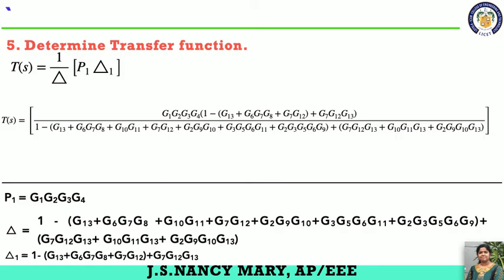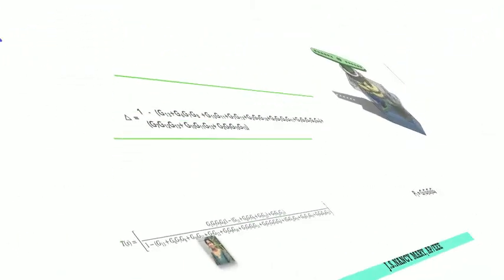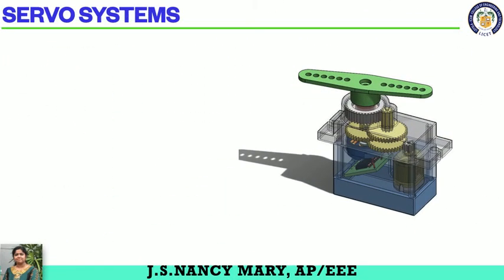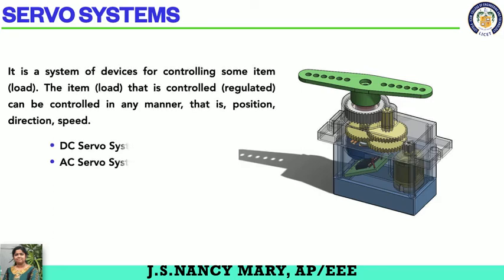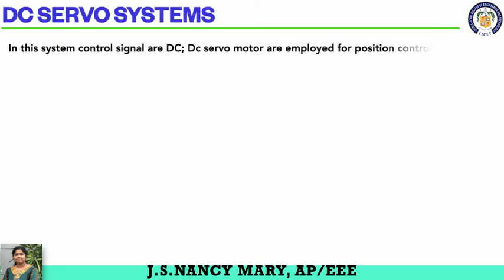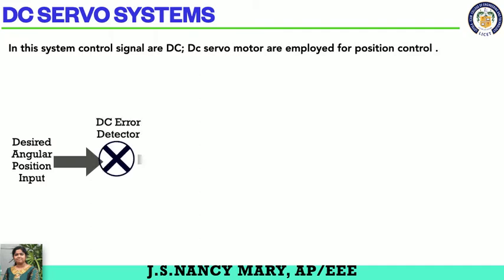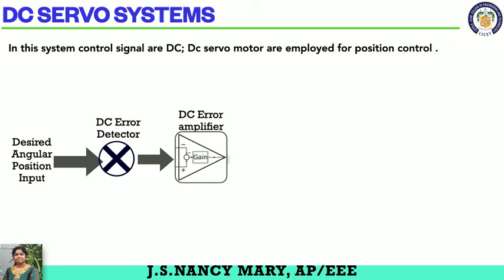The next topic is servo systems. A servo system is a controlled, regulated system whose load can be controlled by position, speed or direction. We have two types of servo system, DC servo and AC servo system. DC servo will be using a DC signal. I am going to give a desired angular position to the detector, and then the error detector gives a signal to the amplifier.